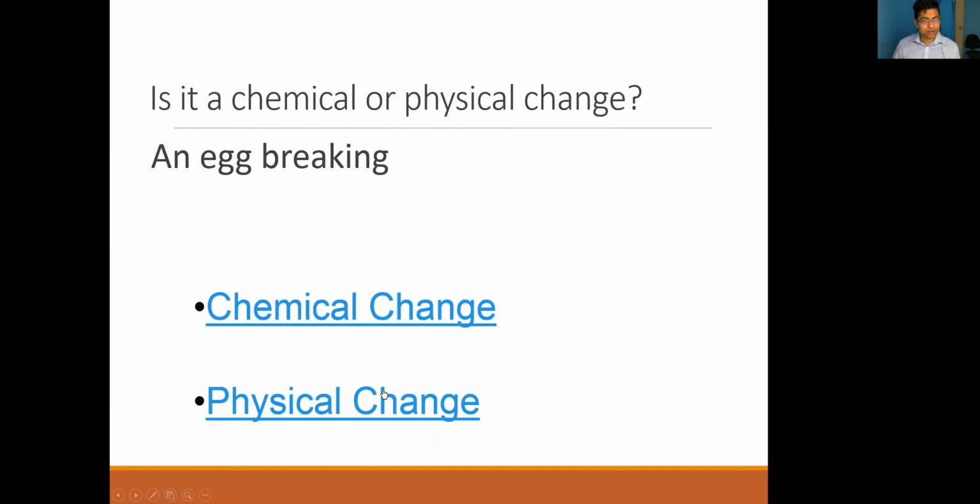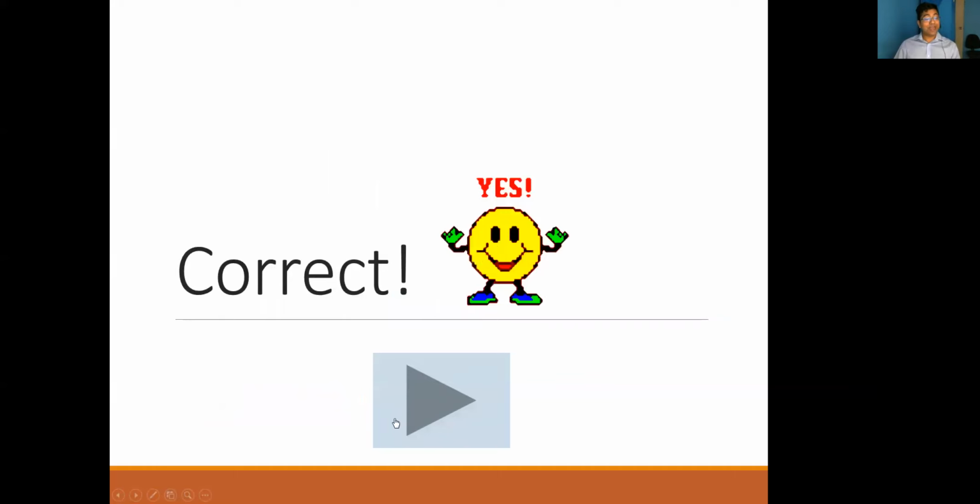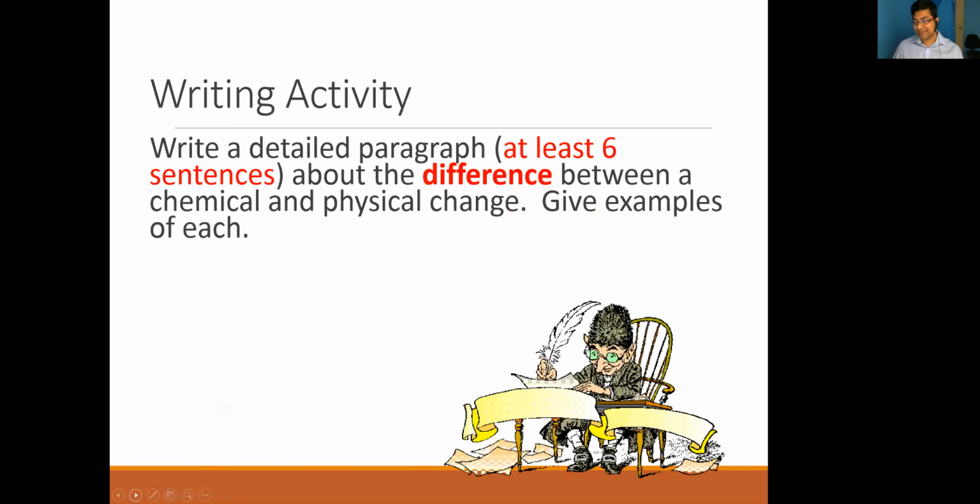Is it? Oh, you agree? You disagree? Who agrees and who disagrees? You guys agree. So 6 students agree and 9 students disagree. That means they agree with physical change. Let's try. Let's try democracy. Correct. Yes, it is a physical change. Thank you guys. Okay. Now we are going to end the lesson.